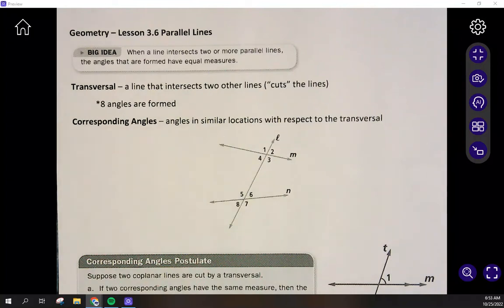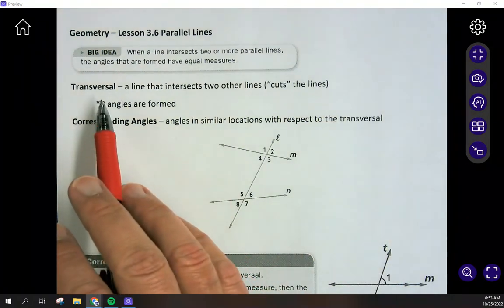This is geometry lesson 3.6, parallel lines. The big idea says when a line intersects two or more parallel lines, the angles that are formed have equal measures. So hopefully this seems somewhat of a review from some things you've studied before.